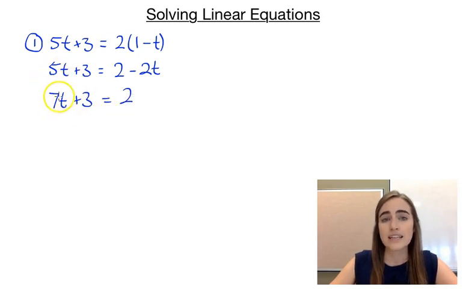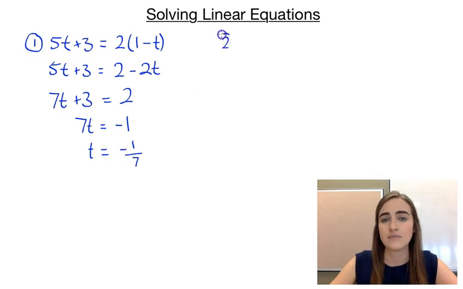Alright, so now we've got all our t's together, so now we need to get that t on its own. So we're going to get rid of this 3 here by subtracting 3 from both sides. So we'll end up with 7t = -1. And then to get the t on its own, to get rid of that 7, we'd have to divide both sides by 7. So we'll end up with t = -1/7.